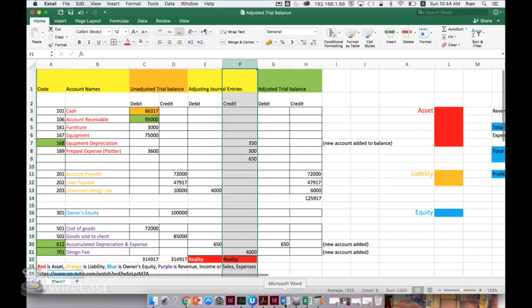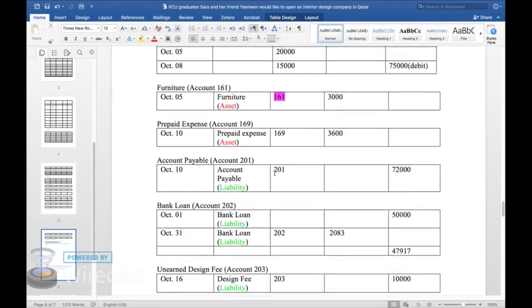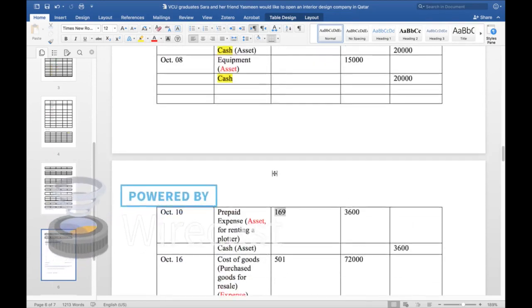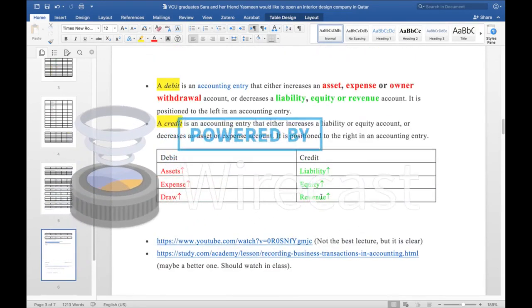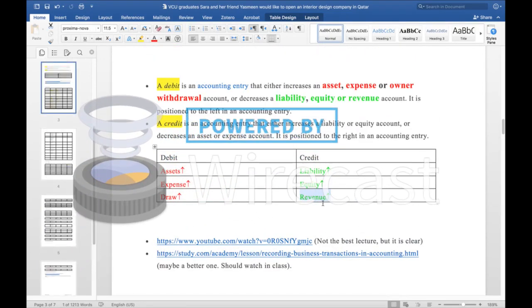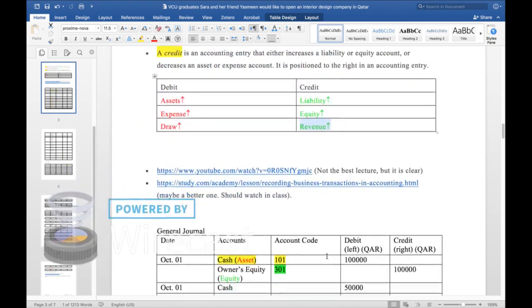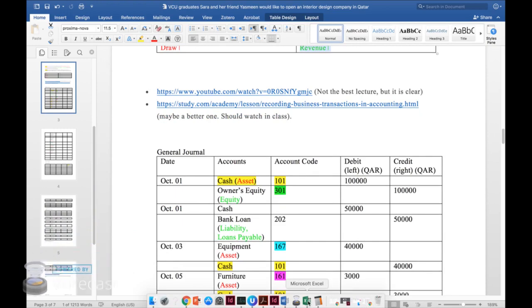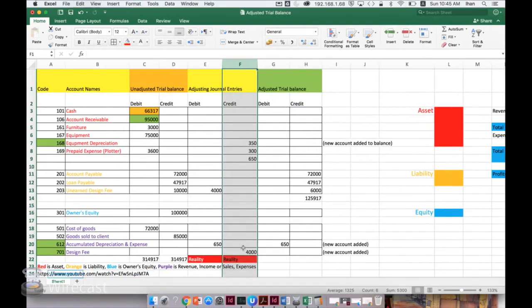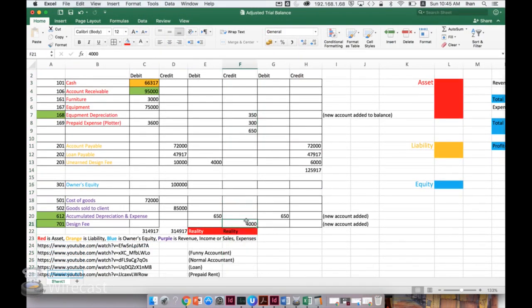Let's take a look. Revenue, where is revenue? Revenue is in the column. It's here, the green. So if revenue grows, that is in the credit. You end up with a positive number here, because the design fee that you actually made, this is a reality. You made the fee. This is your revenue.